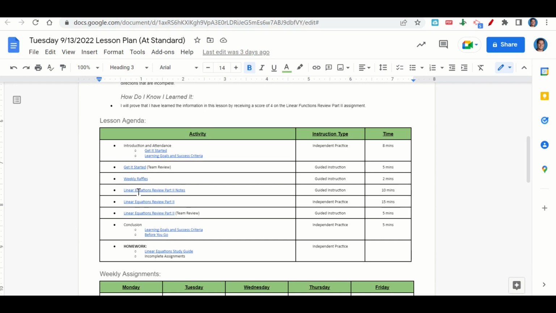Then we'll get into the Linear Equations Review Part 2 notes. And then I'll give you time to complete the Linear Equations Review Part 2 assignment. And then once you've completed the assignment, we'll go over it together and answer any questions that you may have. At the end of class, we'll go back over our learning goals and success criteria while you fill out your Before You Go. Your only homework for tonight is to continue working on the Linear Equations Study Guide and any incomplete assignments that you may have.